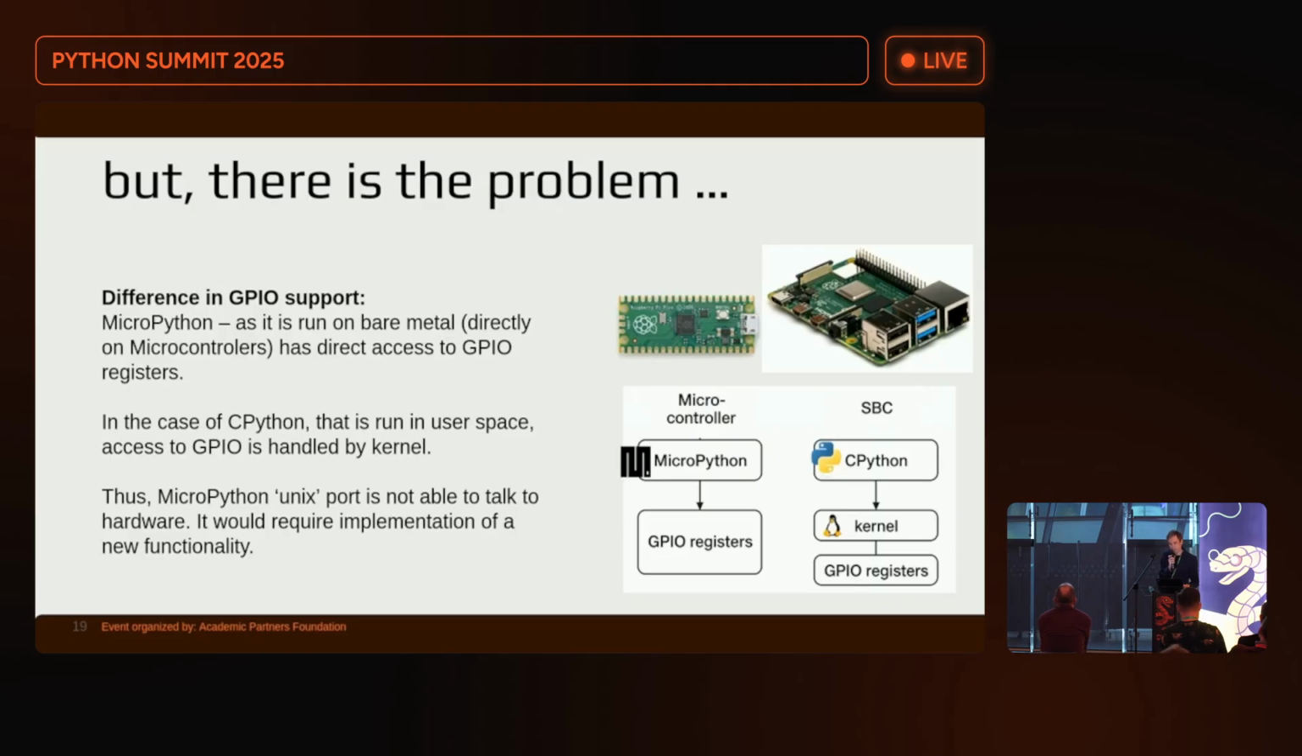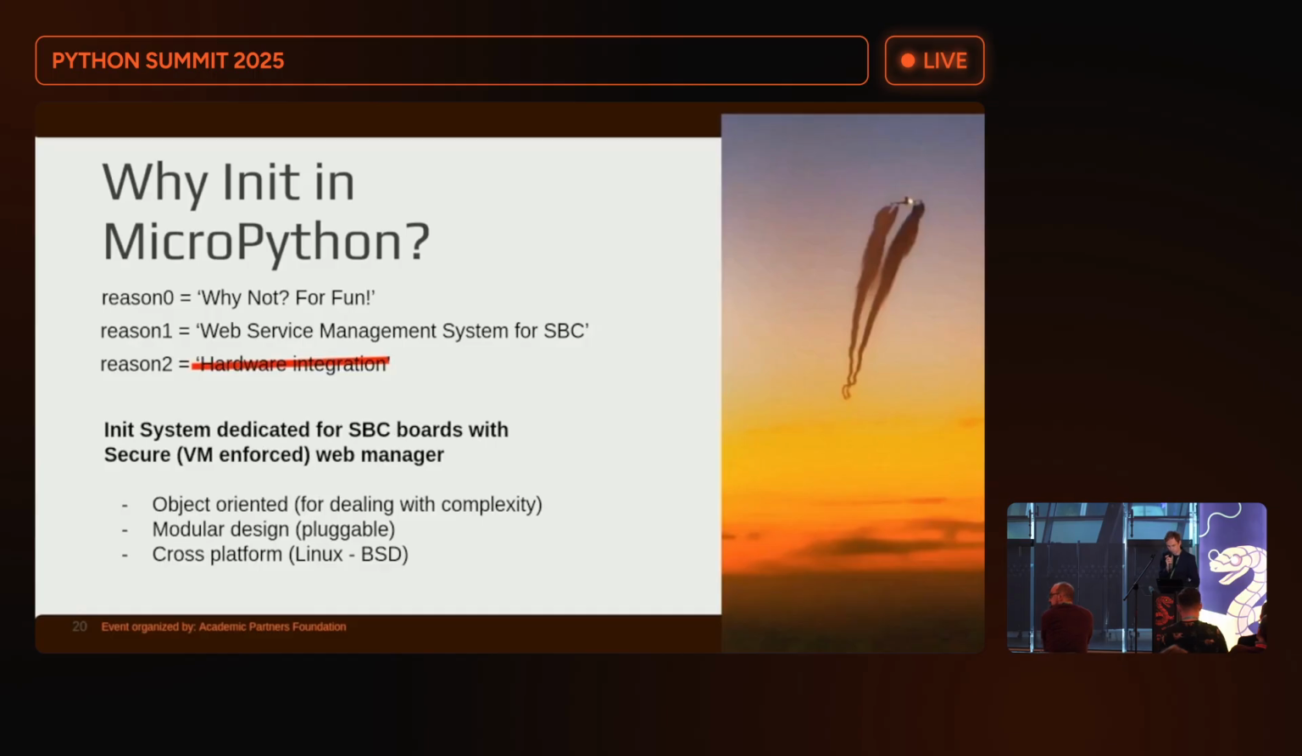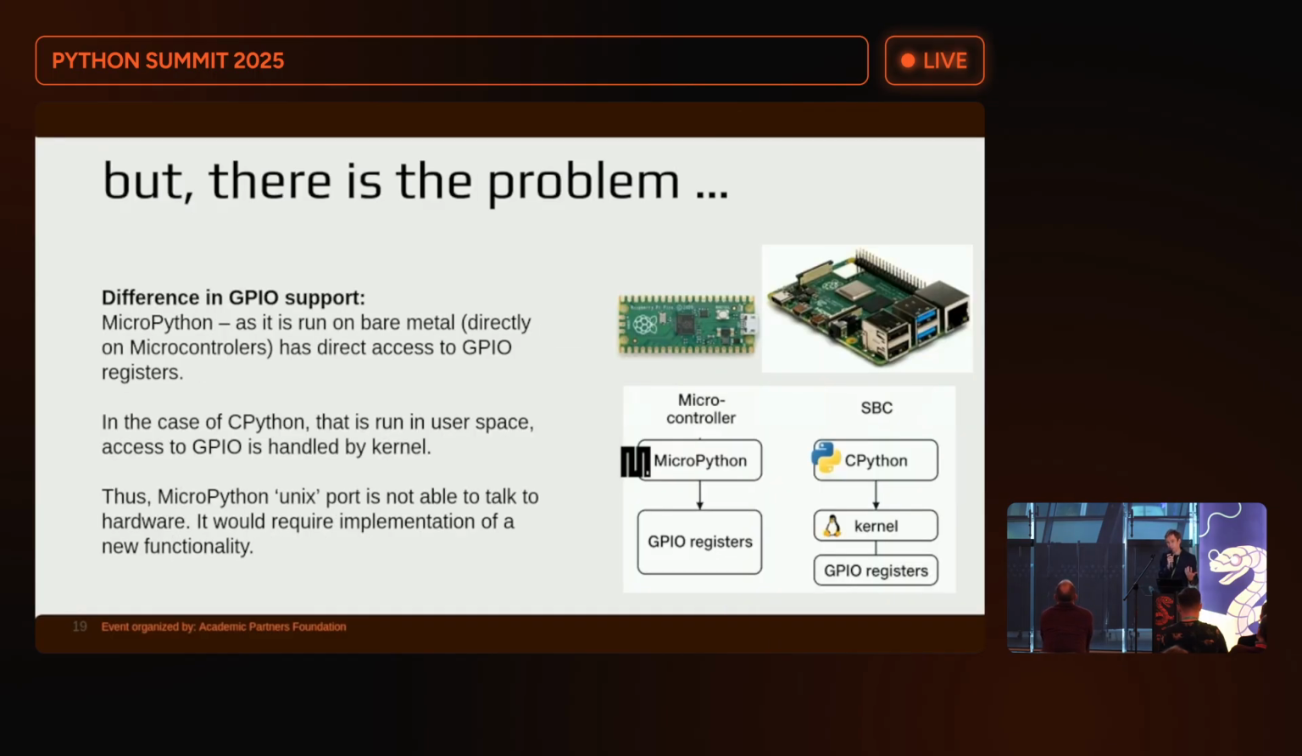But it works in a very different way. MicroPython is designed for microcontrollers, so when it talks to GPIO ports, it is talking directly to them. But in the case of computers such as the Raspberry Pi, communication with GPIO ports is reserved only for the Linux kernel. So when MicroPython is run on the Raspberry Pi, it is not able to talk to GPIO ports, because there is no such option in MicroPython. To talk to GPIO ports, there is a need to use the full Python.